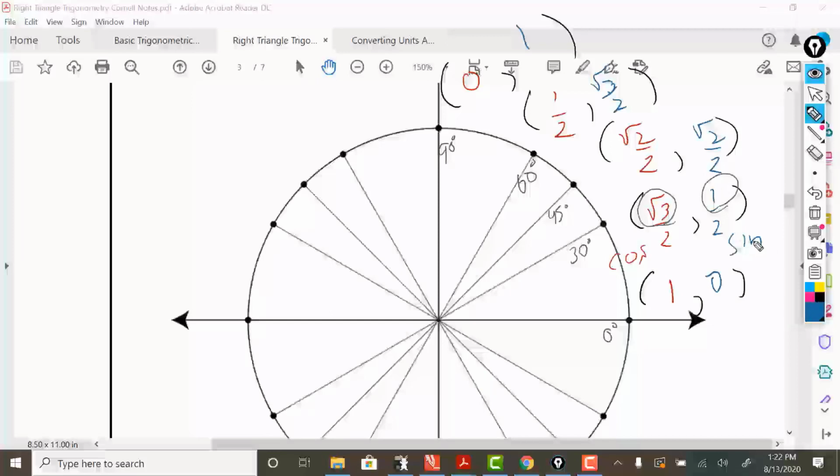So for example, the cosine of 30 is radical 3 over 2. The sine of 30 is 1 over 2. The cosine of 0 is 1. The sine of 0 is 0. Okay. The cosine of 60 is 1/2, etc. Okay. So I want you to be able to notice that about these things.